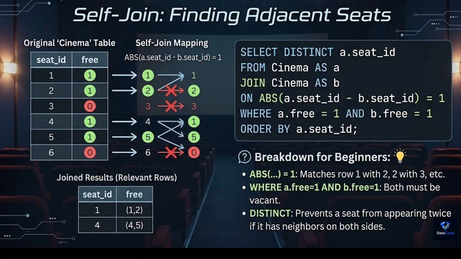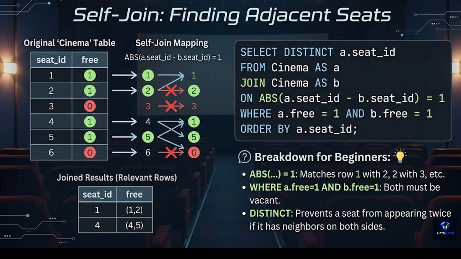If we subtract seat number 3 from 4, the result is 1. The absolute value function ensures that when we do 3 minus 4, we get 1 instead of minus 1. This allows us to find a seat and its neighbor regardless of whether it is on the left or the right. The part where a dot free is equal to 1 and b dot free is equal to 1 is our filter. We only care about pairs where both tables show the seat is available.